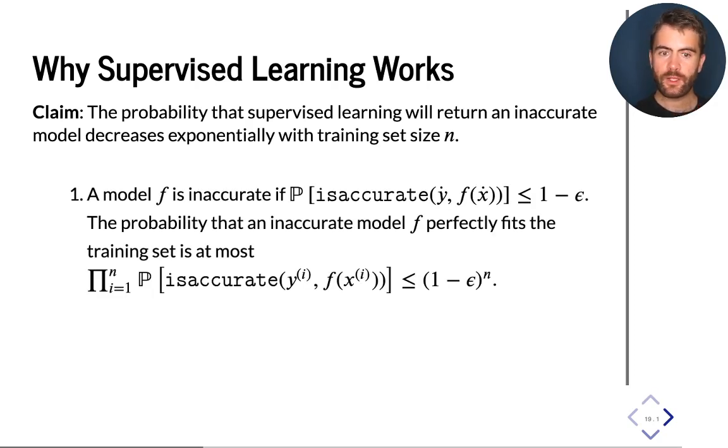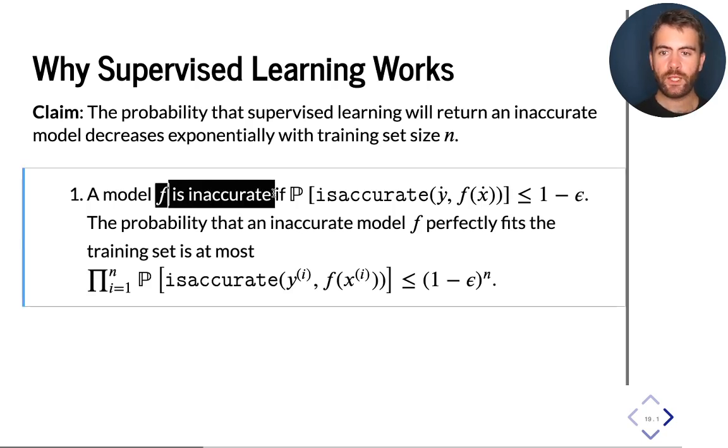How do we prove this? The argument has two short steps. First, recall that we say that a model f is inaccurate if its probability of being accurate is at most some value 1 minus epsilon. Now, suppose that supervised learning has returned a model that is inaccurate. Suppose that the output of supervised learning is a model that is actually inaccurate.